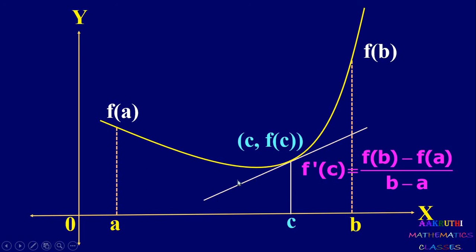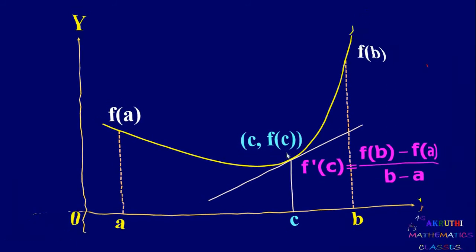Now we studied the slope of a tangent. The slope is given by y2 minus y1 divided by x2 minus x1. Now here f of b is the y2 value, f of a is the y1 value, and b minus a is x2 minus x1. The mean value theorem gives the slope of the tangent. So therefore f dash c equals f of b minus f of a divided by b minus a, which is y2 minus y1 divided by x2 minus x1. And here we can write f dash c equals f of b minus f of a divided by b minus a. So therefore f dash c represents the slope of the tangent at the point c comma f of c.